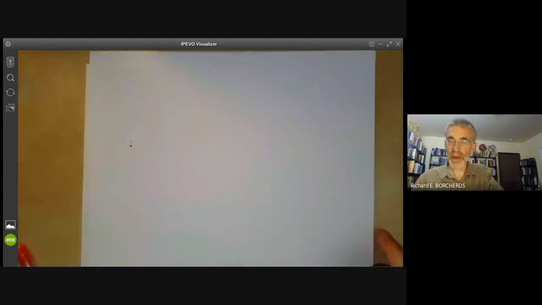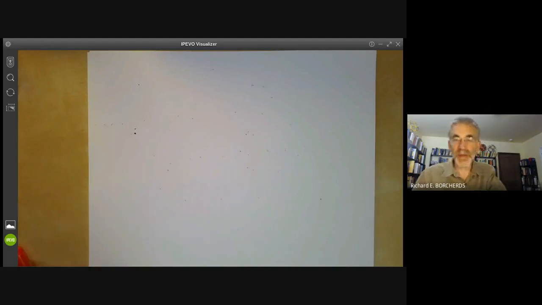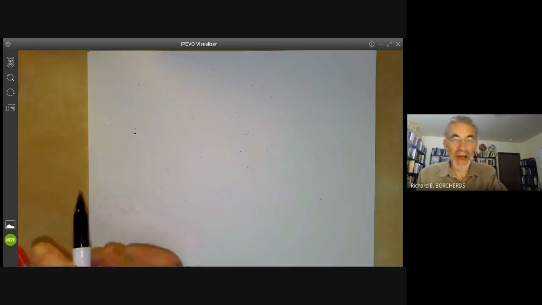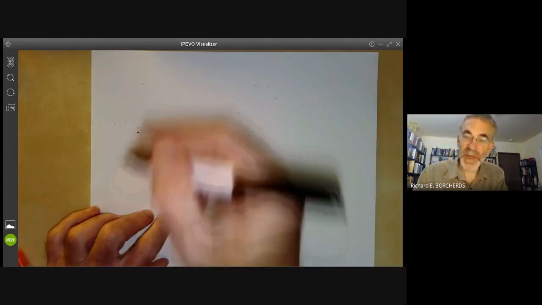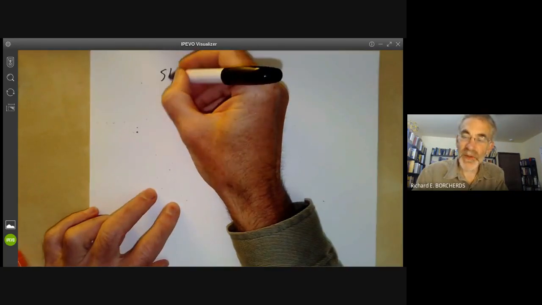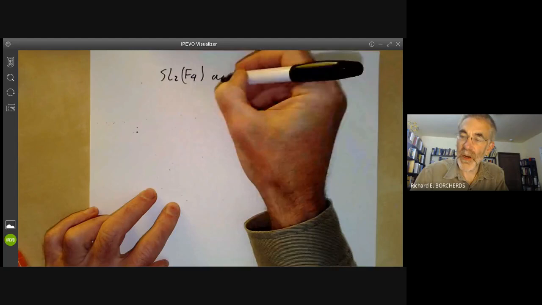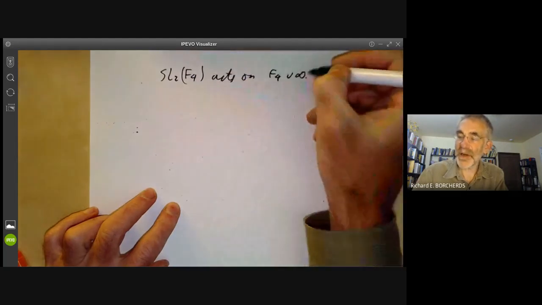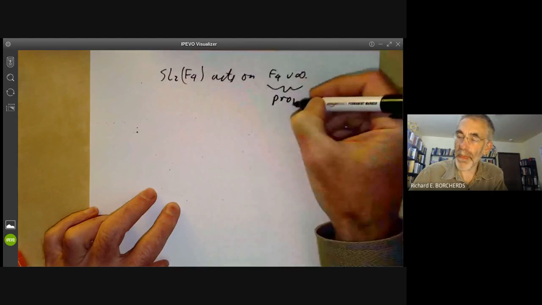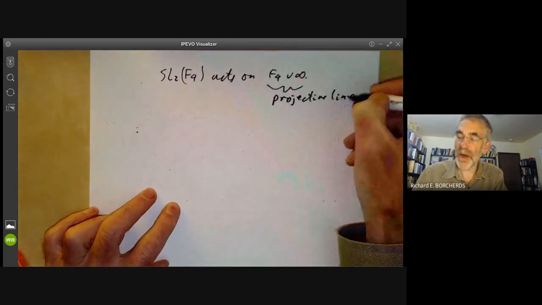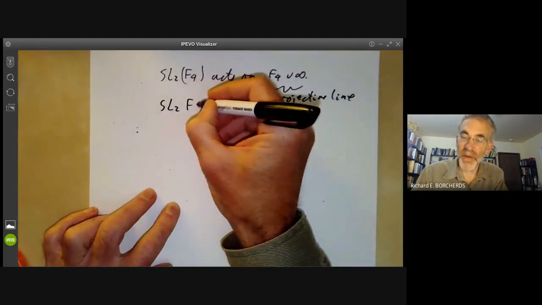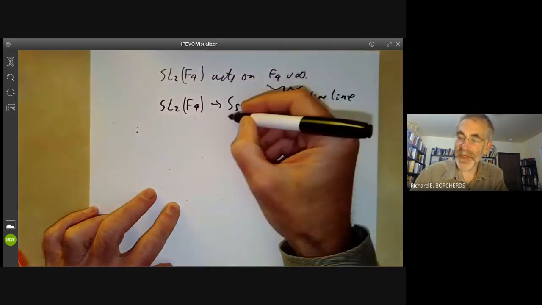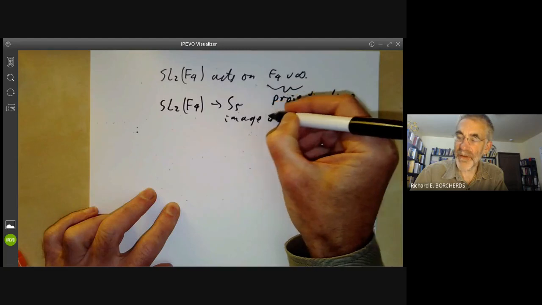So first of all, if you can map any of these groups to a group of permutations of 5 elements, that gives you a map to the symmetric group S5, and it's then really easy to check that the group will be isomorphic to A5. So for some of these groups, that's quite easy to do. For instance, SL2 of F4 acts on F4 union infinity, the projective line over the field with 4 elements. And this is 5 points, so this gives us a homomorphism SL2 F4 to S5, and you can easily check the image is just A5.